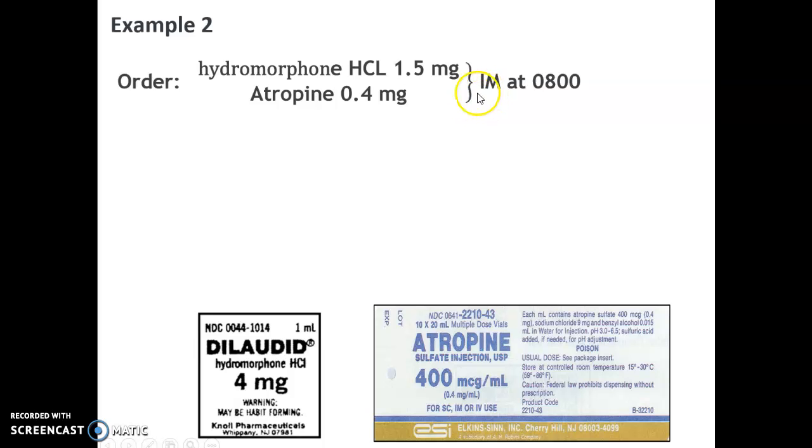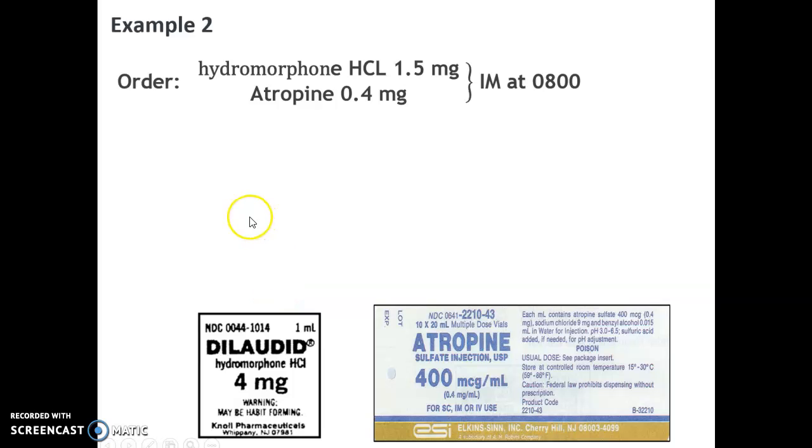Okay. So we have 2 drugs, and I've got the labels down here at the bottom. Now you can see that the atropine, okay, here's its little label, but the order for the first drug says hydromorphone, and the label says Dilaudid. Okay, that's just an issue of the trade name of Dilaudid. See that little registered trademark symbol? That's the trade name. But below it is the generic name of hydromorphone. So eventually, not right now, but eventually you have to be able to recognize both, that those are the same drug. Okay. All right, so we need to give hydromorphone 1.5 milligrams, and we've got to give atropine 0.4 milligrams.